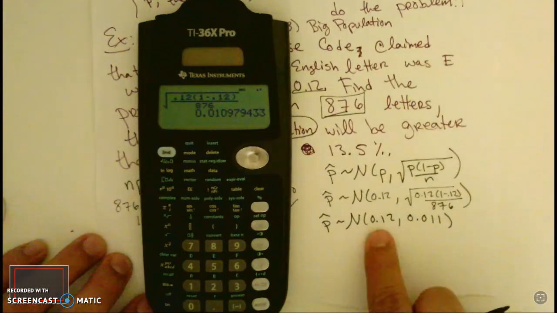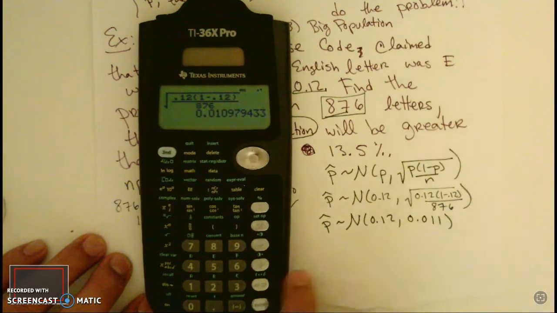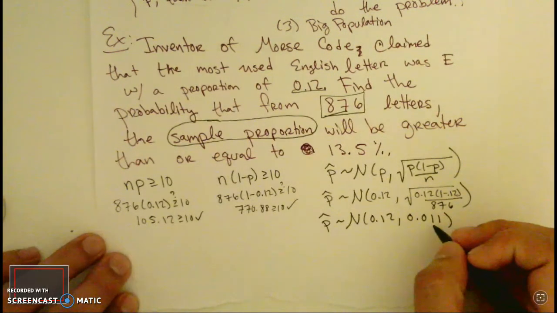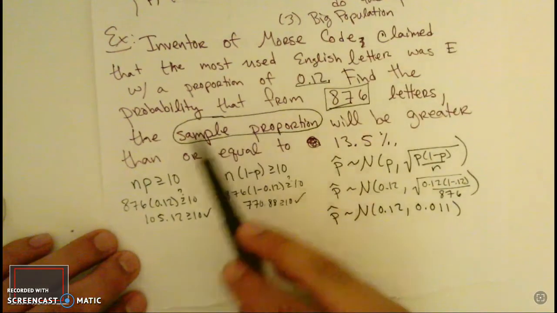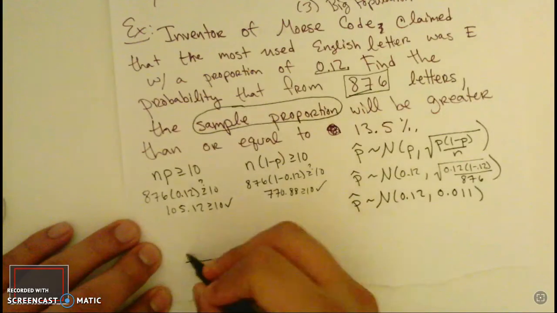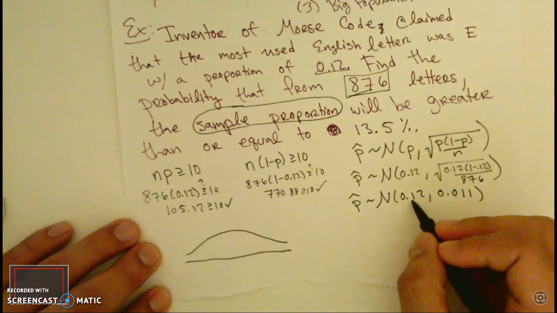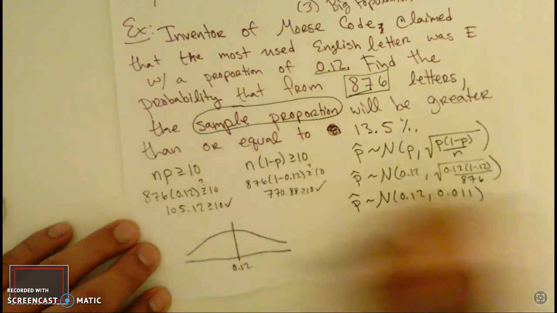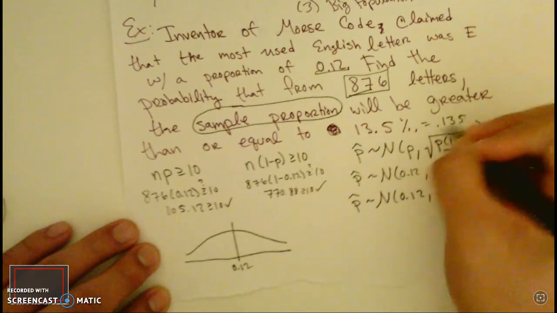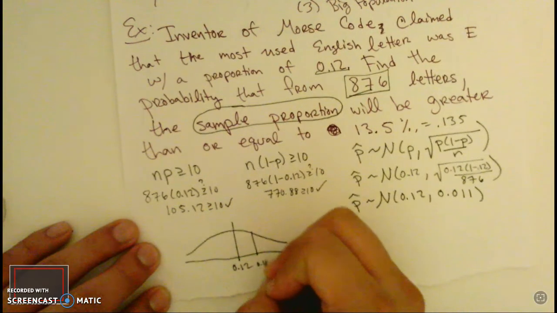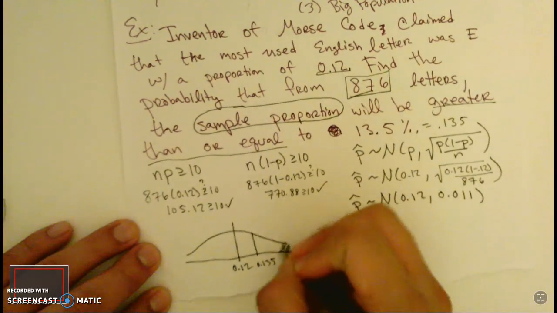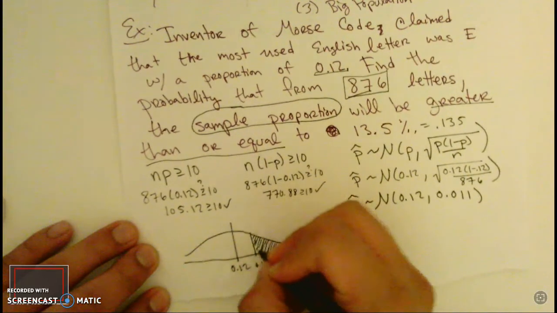Okay, so now we know what the mean is and we know what the standard error is, okay? So let's go back to the problem. Now that I know the mean and the standard error, let's figure out what exactly we are asking for. We are asking for the probability that the sample proportion will be greater than or equal to 13.5%. So let's draw a picture, okay? Always try to draw a picture. The mean is 0.12. What is the value that we're looking for? Well, as a decimal, this value is 0.135, which is a little bit more than the mean. Where am I shading? Everything that's greater than or equal to this. So we're looking for this area. This is the area that we want.